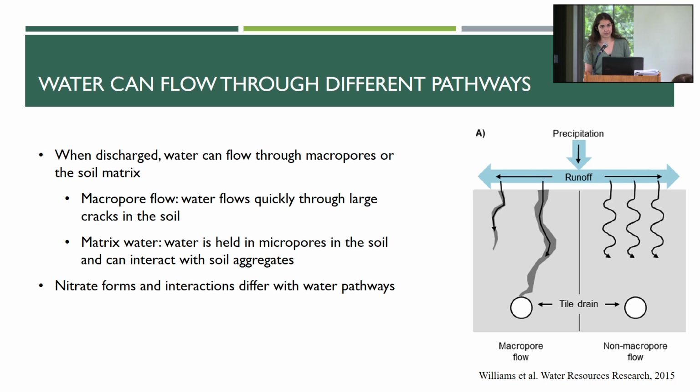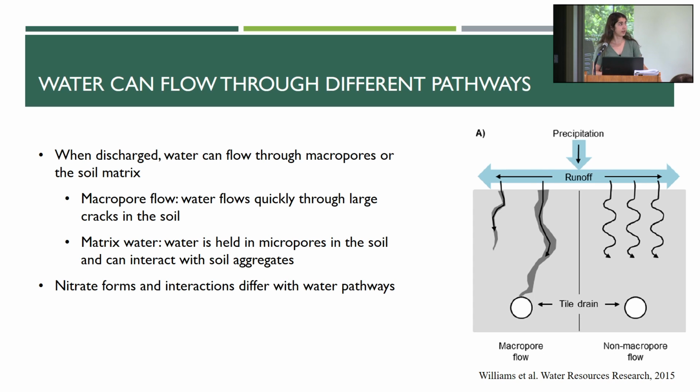So before it gets to this tile drain, the water can flow through the soil in different pathways. Two major categories are macropore flow or non-macropore flow, which we call matrix or micropore flow. So on the diagram, macropore flow, as you can see, it's large cracks in the soils, large crevices that water flows through quickly. It doesn't have time to linger and interact with the soil aggregates. There's less biogeochemical reactions taking place.